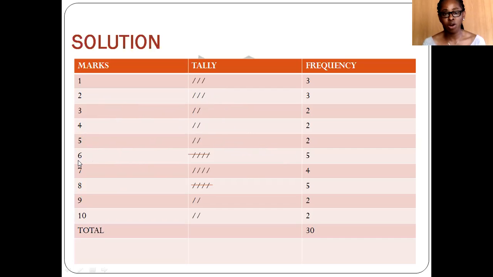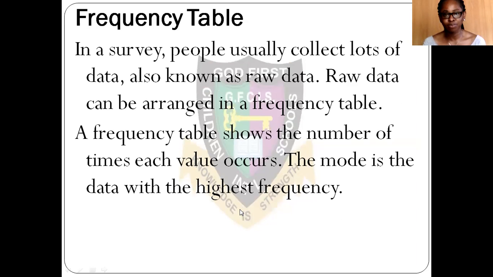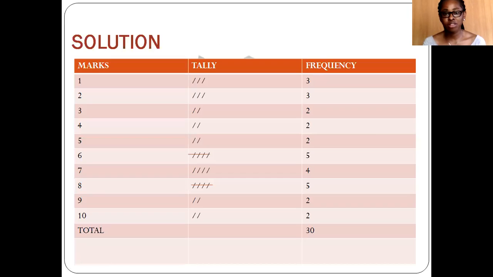How many students scored 6? From our frequency table, this is 1, 2, 3, 4. Once you go to the 5th row, you draw a stroke that crosses the remaining 4, which is 5. So 5 students scored 6 marks. Let's look at it. This is 6, 1, 6, 2, 6, what's the next one? 3, 6, 4, 6, 5, 6. You can see 5 students scored 6 marks.